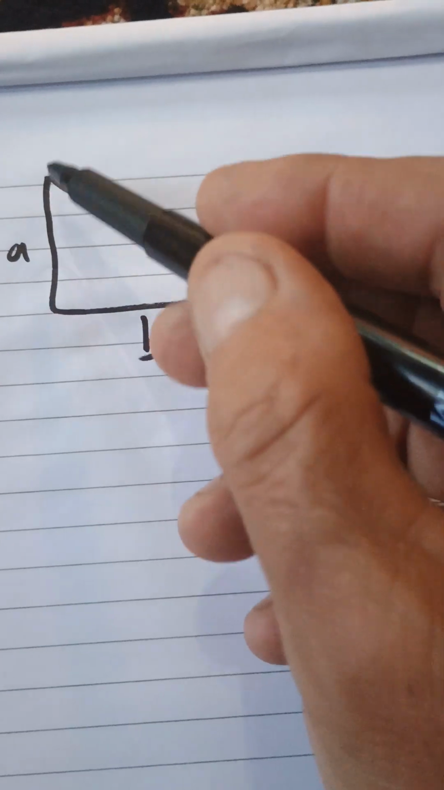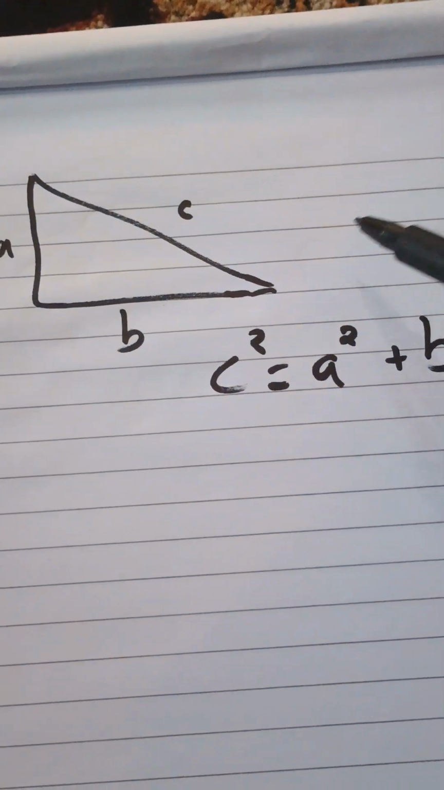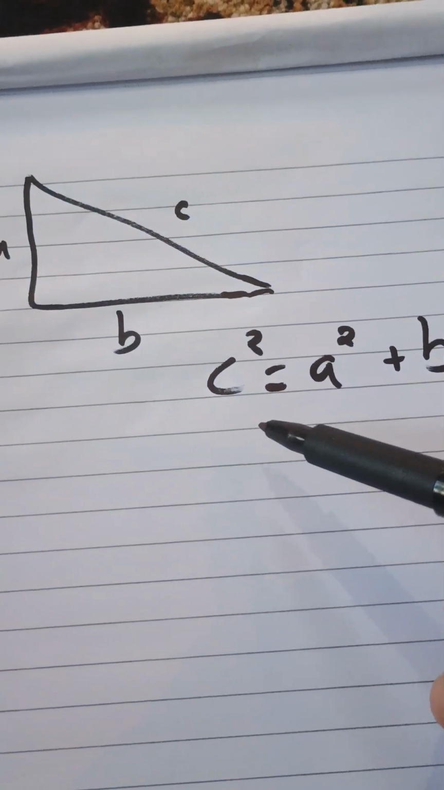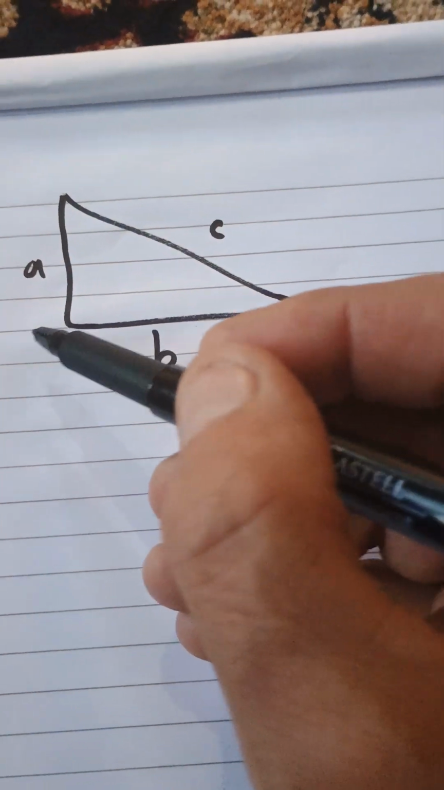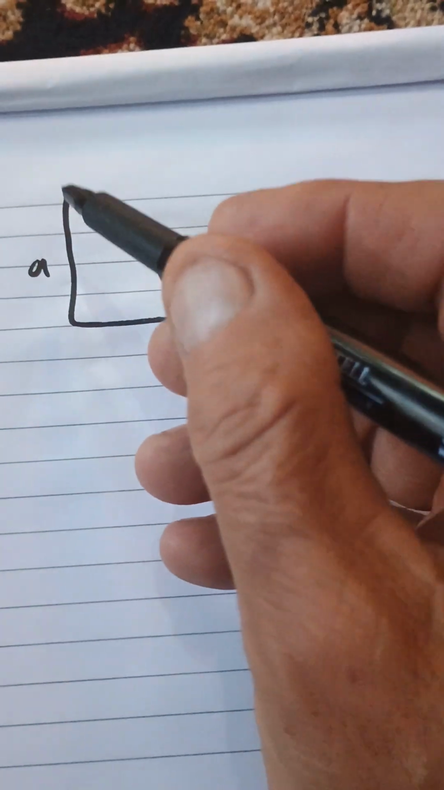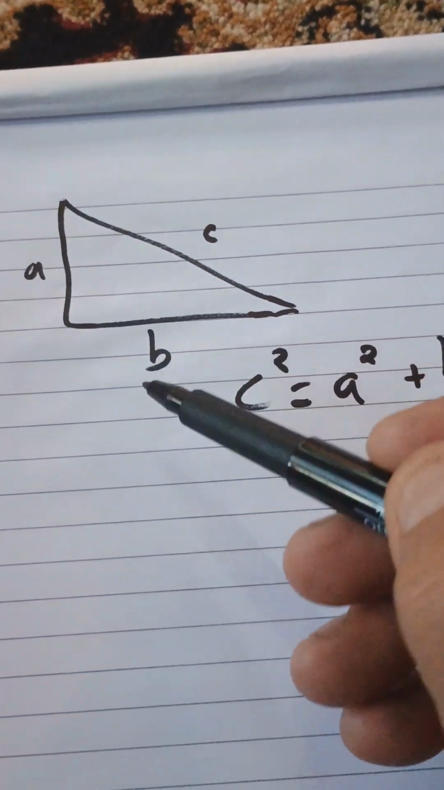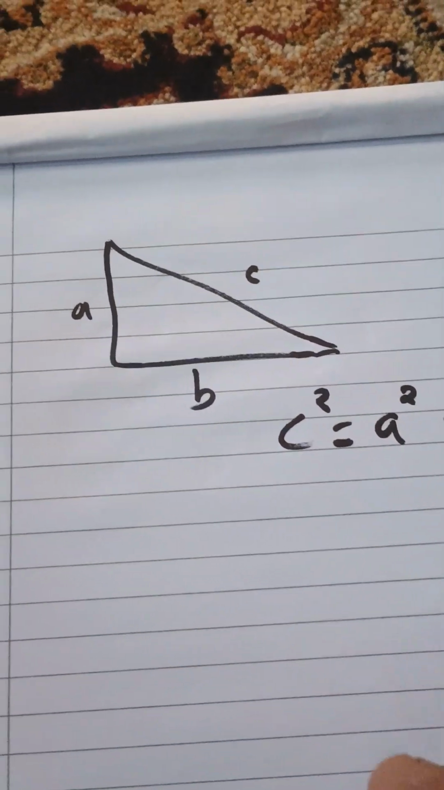All right, so what they're suggesting is if there was a big square coming off of here, the area of that big square would be the same as this square here plus this square here. So if you were to draw those three squares, the area of this one plus the area of this one is equal to the area of that one.